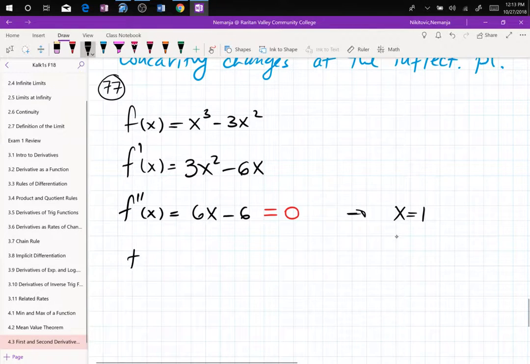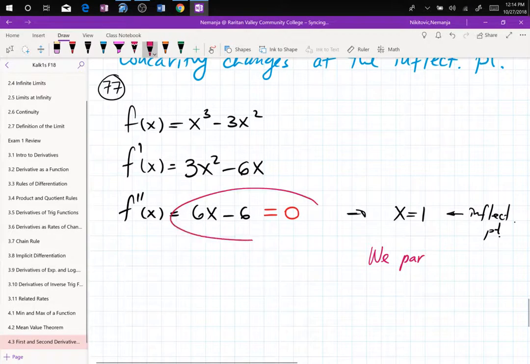So now, f of 1, well, we don't need the y value for it, but this is the inflection point number, just the x coordinate. Now, again, here it is on the side in blue. We partition over inflection numbers and vertical asymptotes. Where did I get x? When I solve this equation, right? Move 6 to the other side, divide both sides by 6, x equals 1.